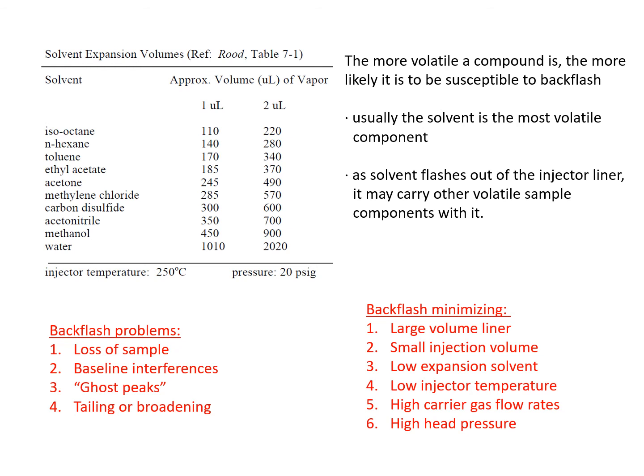The problems with backflash are loss of sample, baseline interference, ghost peaks, tailing or broadening. But how to minimize backflashing? Use a larger volume liner, small injection volume, low expansion solvent, lower injector temperature, high carrier gas flow rates, and high head pressure.